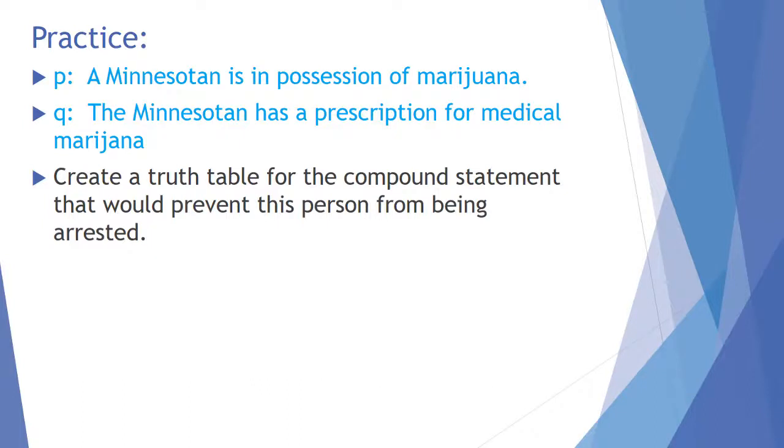Okay, I'd like you to try this one for practice. Let the statement P be: a Minnesotan is in possession of marijuana. Q is: the Minnesotan has a prescription for medical marijuana. So create a truth table for the compound statement that would prevent this person from being arrested. It's a little bit of a tricky one, but give it a whirl. See if you can make that truth table and the compound statement, and unpause when you're ready to see the solution.